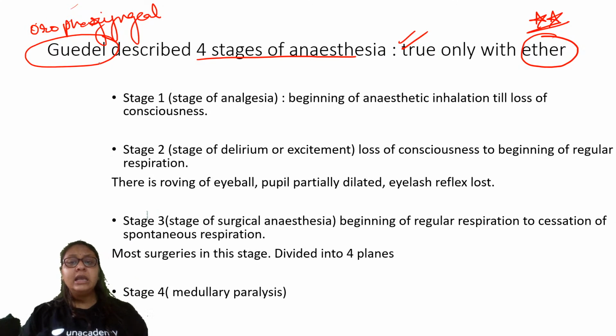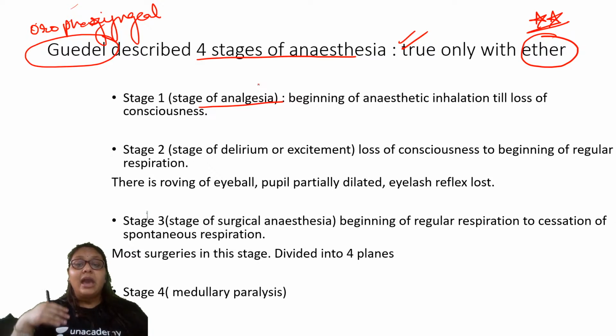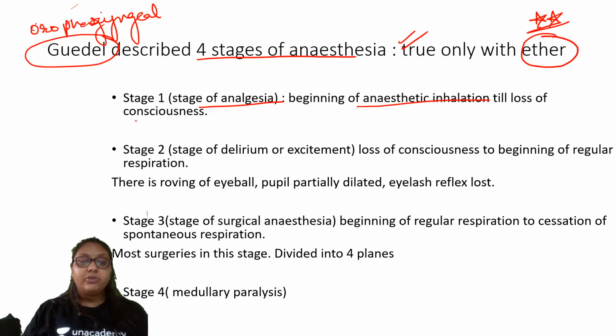Now, Goodell, he described 4 stages of anesthesia. First stage is the stage of analgesia. It is a stage of analgesia, and we give the anesthetic agent till the loss of consciousness. So beginning of the inhalational agent till the loss of consciousness, that is the first stage.